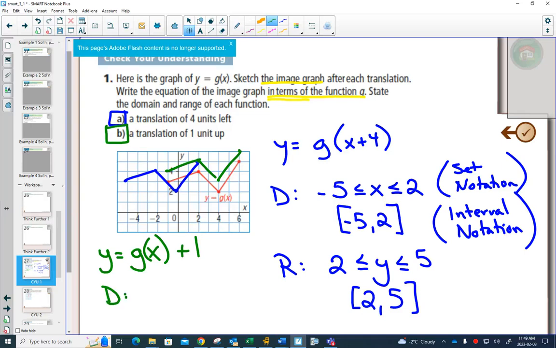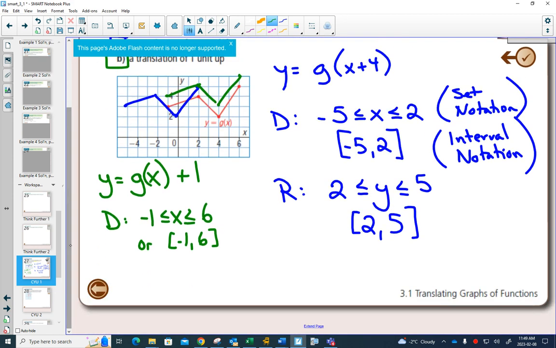The domain, smallest x value is minus 1. Biggest x value is 6. Here is interval and set notation. Same thing with the range. Smallest y value is 3. Largest y value is 6.